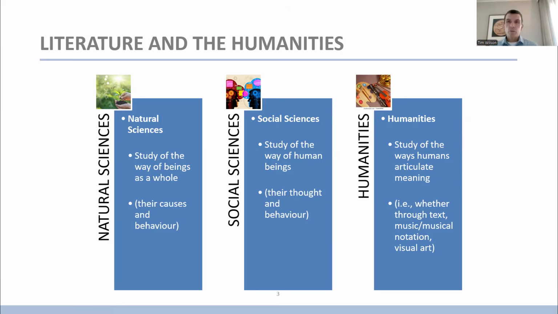Now with social sciences, we have a study of the way of human beings, their thought and behavior, what makes them tick and move and react. And with the humanities, we have the study of the ways humans articulate meaning. So whether it's through texts, and predominantly, I would say humanities is the study of texts, but also music, musical notation, visual arts. These are ways in which humans have used different forms of scratching things down on paper or on cave walls or whatever the media is to try to articulate meaning.